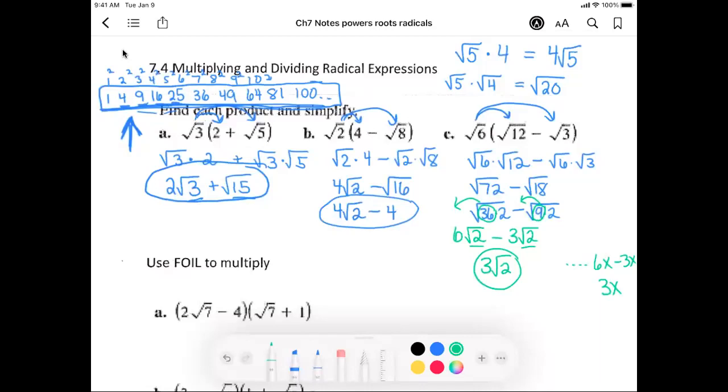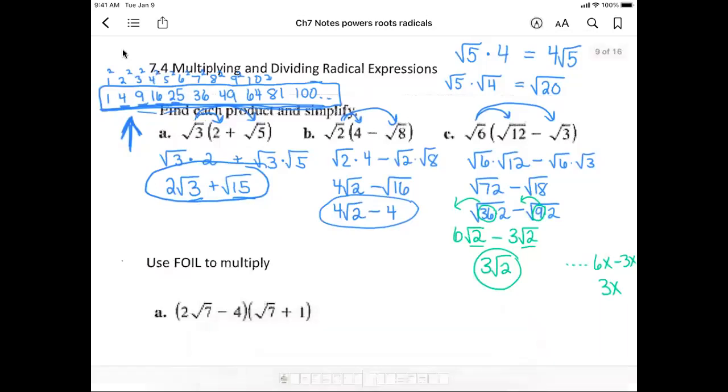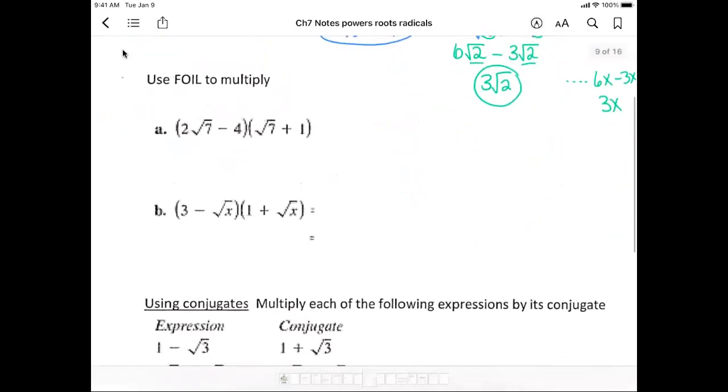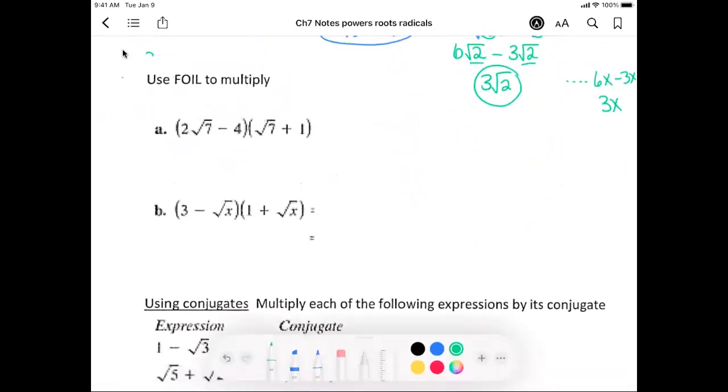So that's how we simplify radicals after we multiply. So sometimes we have to use the method FOIL to multiply. So in these examples here, we have to use this foiling method. If you remember, FOIL stands for first, outer, inner, last. And it's just an acronym to help us remember that when we're multiplying two terms by two terms, every term in the first needs to be multiplied by every term in the second.